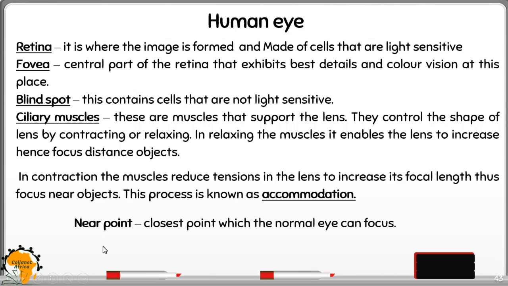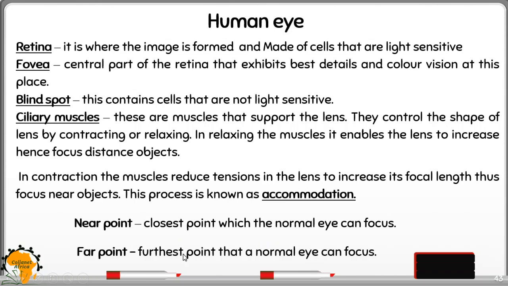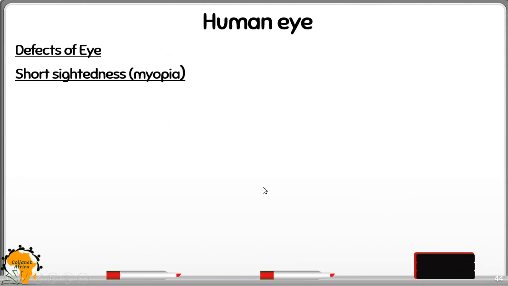Then we have another point. We have the near point. This is the closest point which the normal eye can focus. A far point is the farthest point that a normal eye can focus. We move to the defects of the eye.